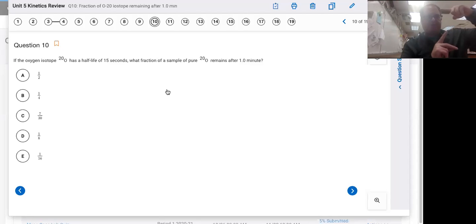After the first one, we have 1/2. Then we have a half of a half, which is a 4th. Then we have a half of a 4th, which is an 1/8. Then we have a half of an 1/8, which is a 16th. And that's our 4 15-second intervals.